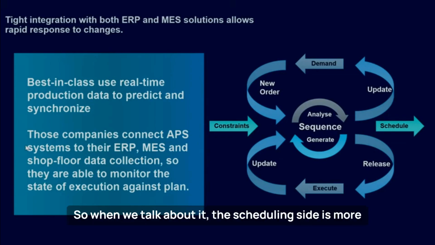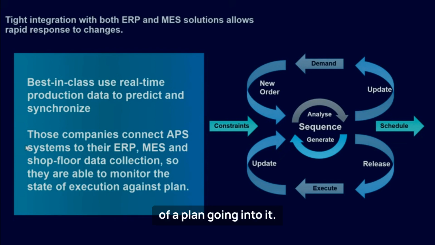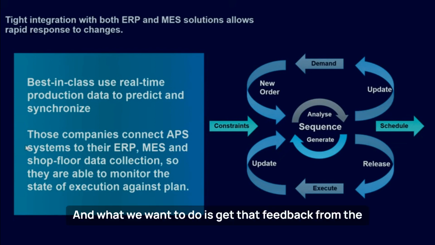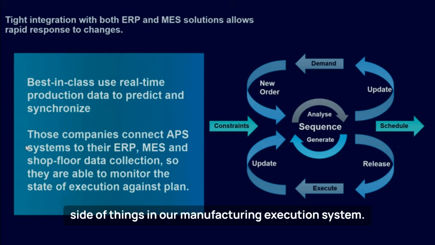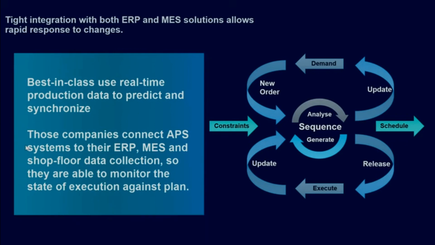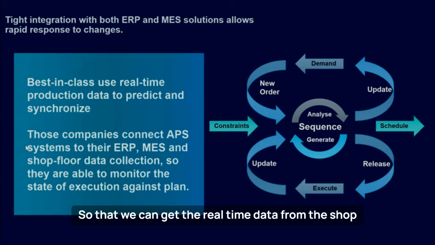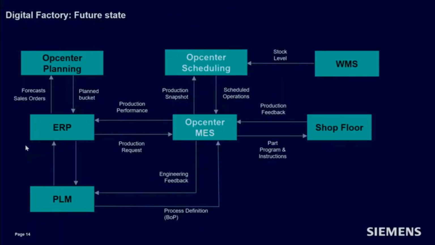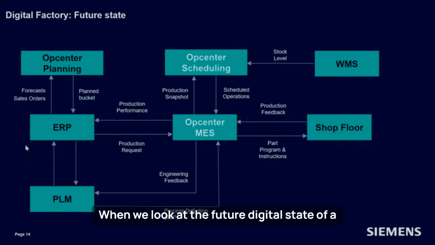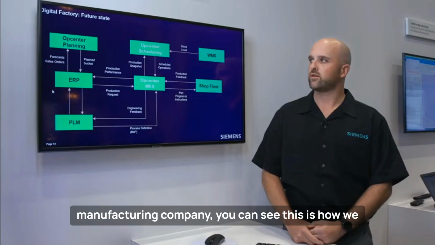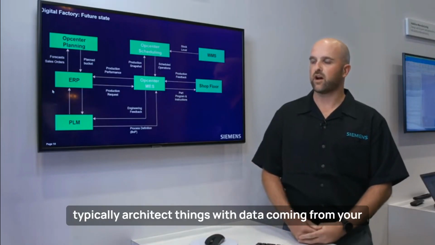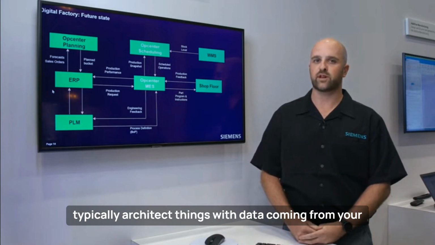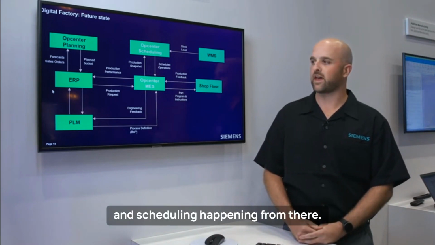So when we talk about it, the scheduling side is more of a plan going into it. And what we want to do is get that feedback from the shop floor, and that's where we look at the execution side of things in our manufacturing execution system so that we can get the real-time data from the shop floor and update that against our schedule and replan from there. When we look at a future digital state of a manufacturing company, this is how we typically architect things, with data coming from your ERP into the MES and scheduling happening from there.